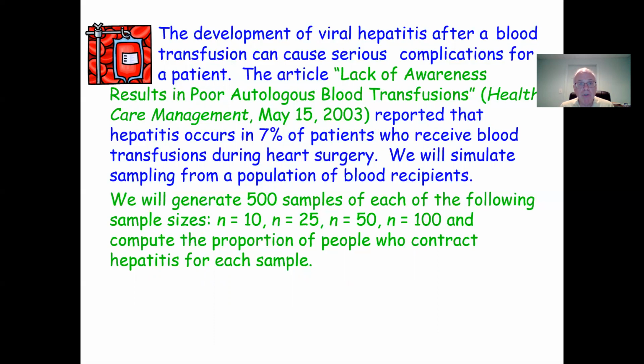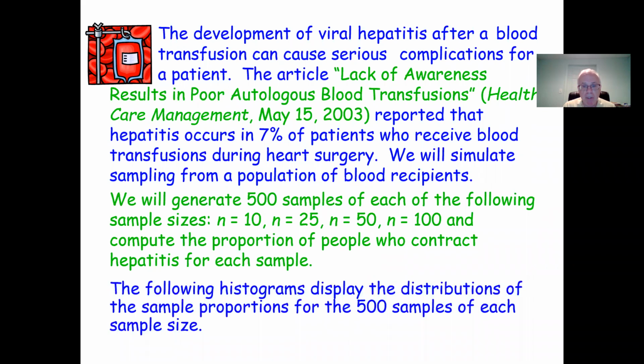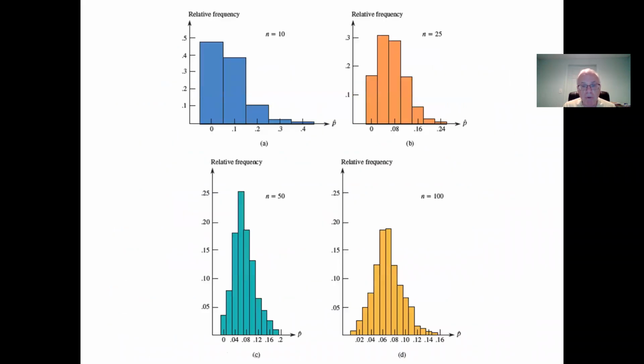So, development of viral hepatitis after a blood transfusion can cause serious complications for a patient. An article reported that hepatitis occurs in 7% of patients who receive blood transfusions during heart surgery. So in this case, p, the population proportion, is 0.07. We always convert the percentage to a decimal.